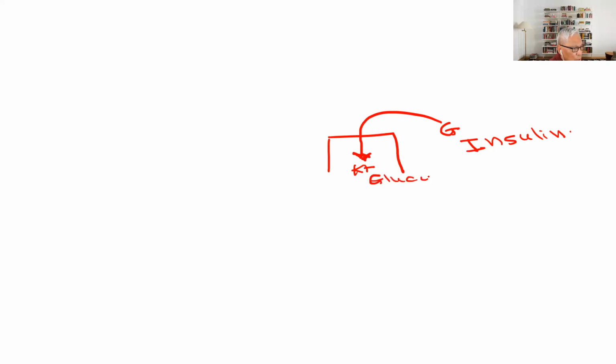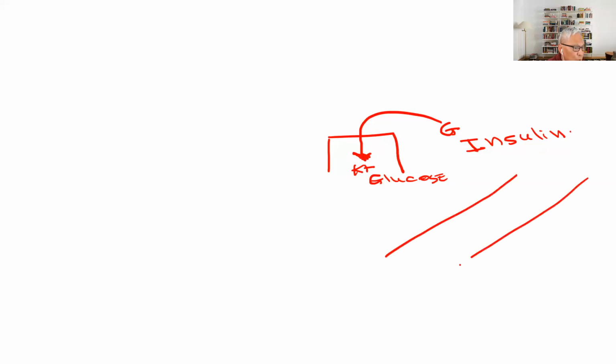If this is the cell, and you are going to give insulin, insulin is going to pull glucose and bring it over here. And along with glucose, it's always going to pull potassium with it. So glucose is going to move into the cell, and you're going to have an entry of potassium into the cell as well.